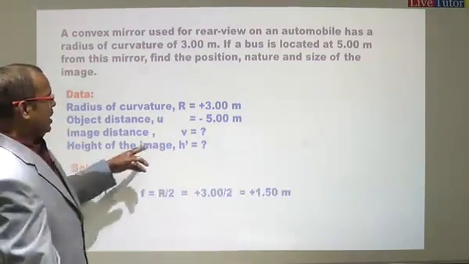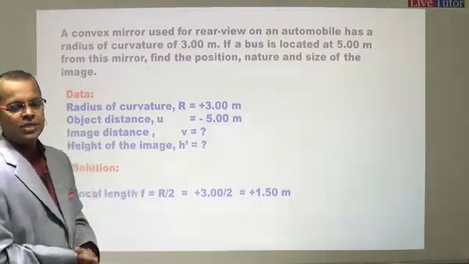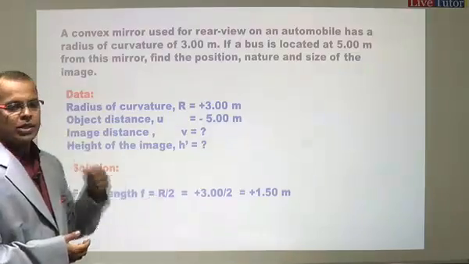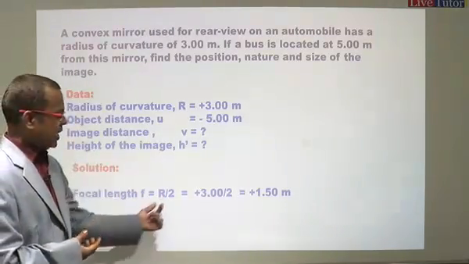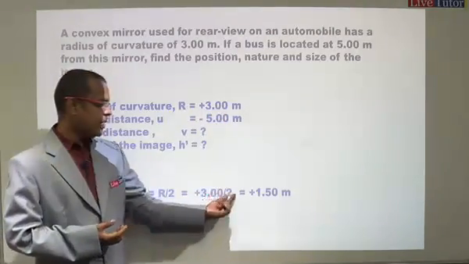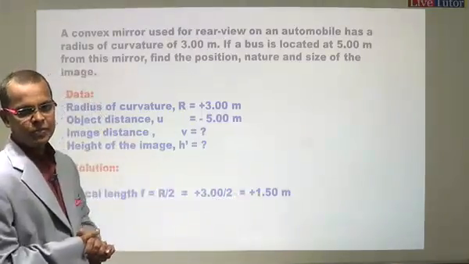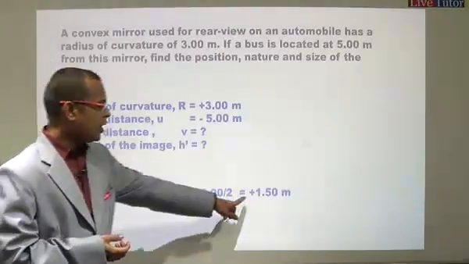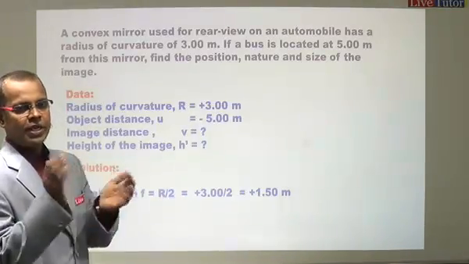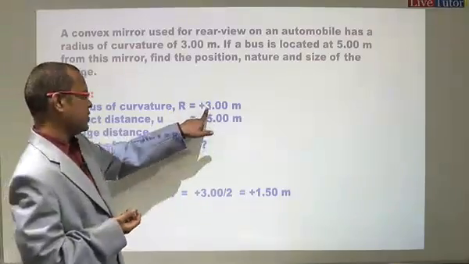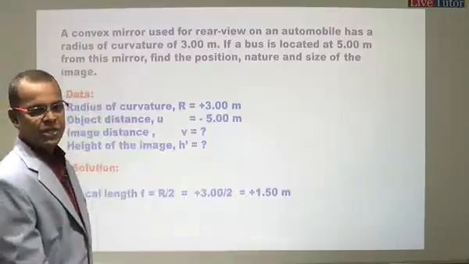Right. Now we know the formula relating the focal length and the radius of curvature: F is equal to R by 2, that is, R is equal to 2F. Using that, we take the radius of curvature and divide by 2, so that we get plus 1.50 as the focal length. This focal length is also positive, because, as I said already, the radius of curvature is positive, and half of that becomes plus 1.50.